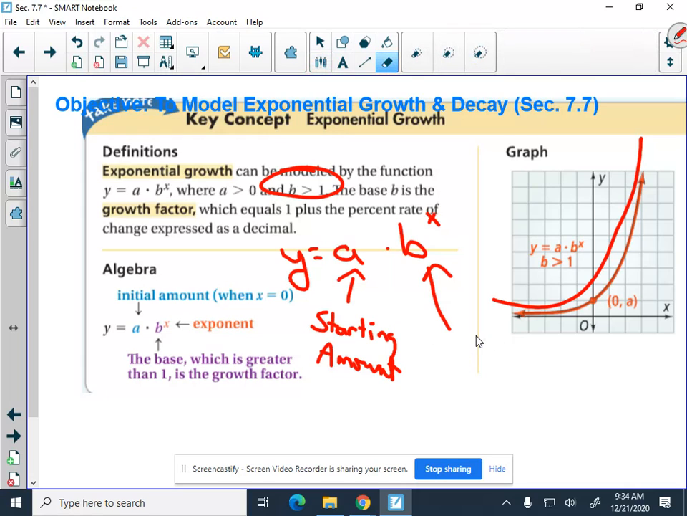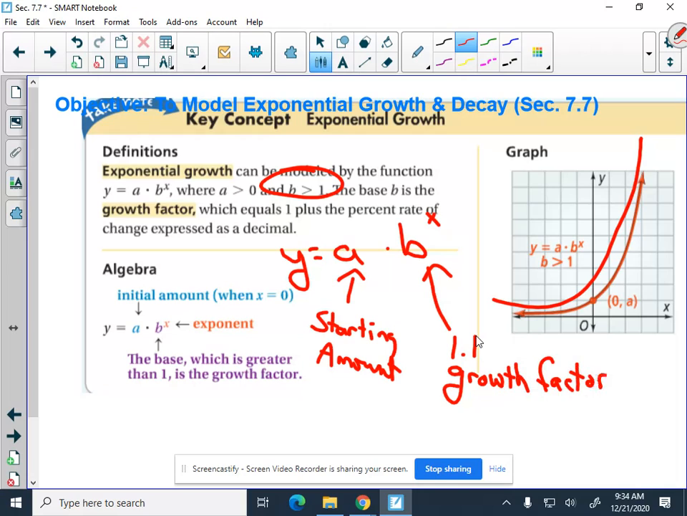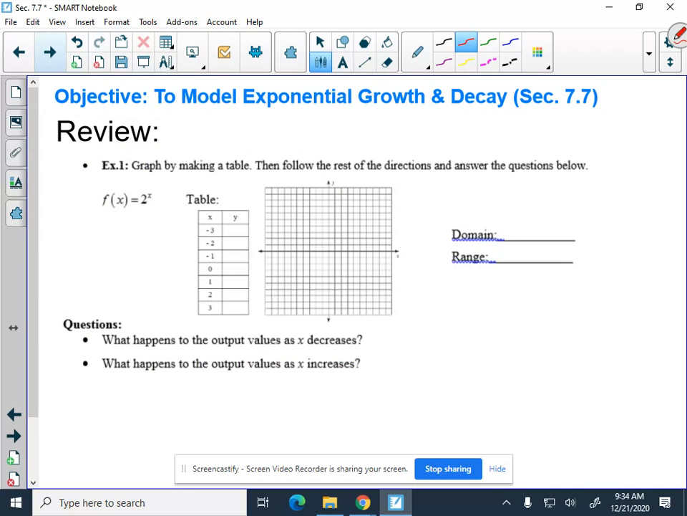So it could just be a value like 1.1. That's bigger than 1. But it can't be something smaller than 1, like 0.9. Because it's bigger, that makes it the growth factor. Okay, that's going to be exponential growth. So you're going to get a graph like we see over on the right. On your notes, I think it's over on the left.